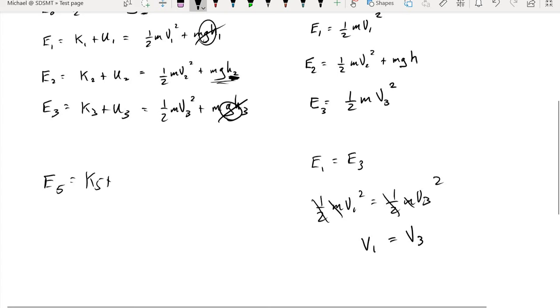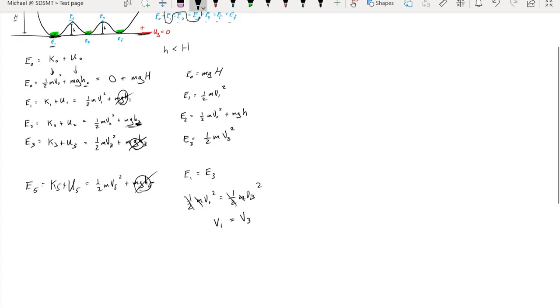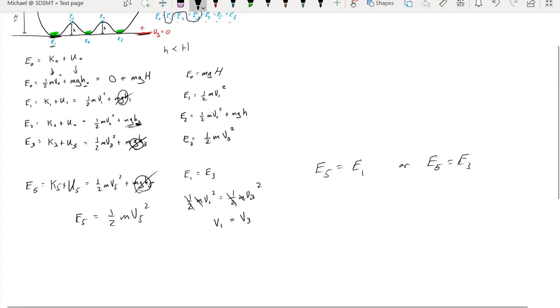But E5 will have energies based on the combination of kinetic and potential. But our height at position 5 is at the 0 point for potential energy. So our potential energy at site 5 goes to 0. Our energy at site 5 is all in the form of kinetic energy. And if we were to compare E5 to either E1 or E3, what we'll find out is that the speed at site 5 has to equal the speed at site 1, and we already know that the speed at site 1 has to equal the speed at site 3.